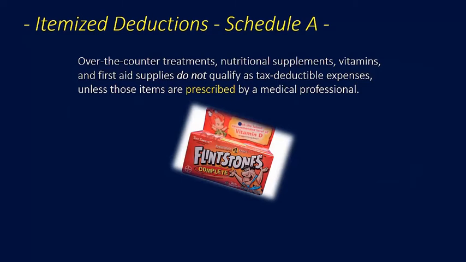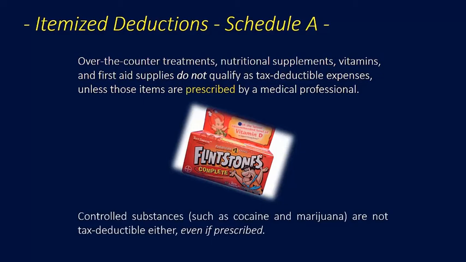Over-the-counter treatments, nutritional supplements, vitamins, and first aid supplies do not qualify as tax-deductible expenses unless those items are once again prescribed by a medical professional. Controlled substances, such as cocaine and marijuana, are not tax-deductible either, even if they're prescribed.